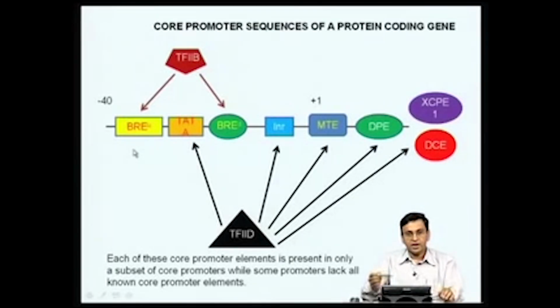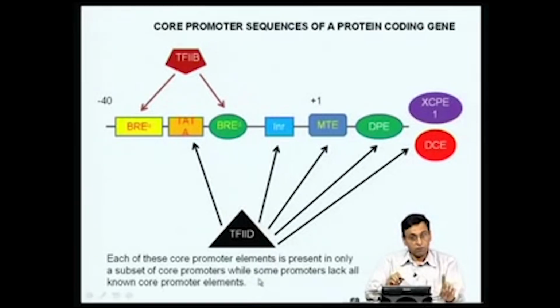So you can see we are already deviating from some of the basic findings that we discussed in the last class. As we start analyzing more and more genes in eukaryotes and more organisms, there are many exceptions to the general rule, and as we discuss some of these examples it becomes very clear that diversity in core promoter sequences itself can contribute to differential gene regulation in eukaryotes. Each of these core promoter elements is present in only a subset of core promoters, while some promoters lack all known core promoter elements.